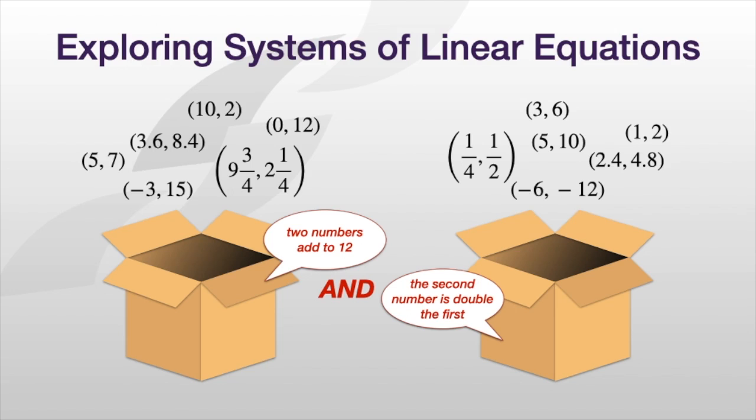There is one and only one ordered pair that makes both statements true, 4 and 8. 4 and 8 add to 12, and doubling 4 gives 8. We can express each of these relationships as an equation. If we name the first number x and the second number y, then two numbers add to 12 can be written as x plus y equals 12. Similarly, the second number is double the first, can be written as y equals 2 times x. Taken together, these form a system of linear equations.